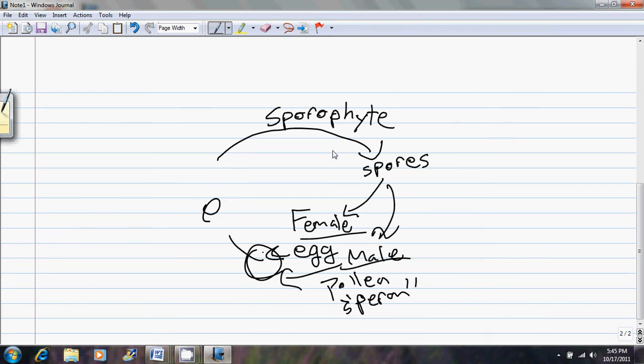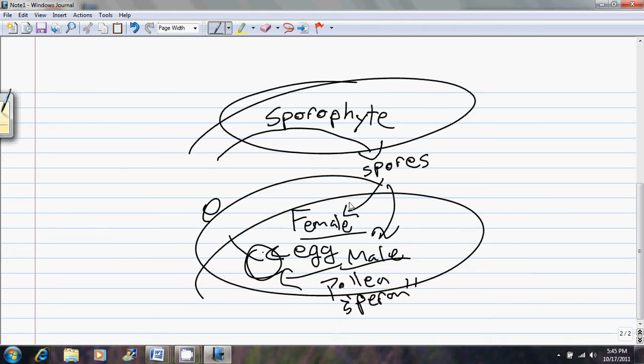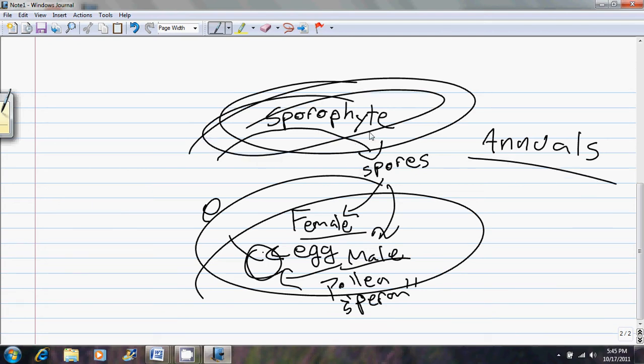So flowers that do this in a year, so in the first part of the year they become a sporophyte, and then the second part of the year they'll go through a gametophyte stage, we call those annuals. So they'll start off as a sporophyte at the beginning of the year, and then by the end of the year they will go into the gametophyte stage, and they have their seeds, so then the next year they can go into that. Now the next one you'll get is biennials.